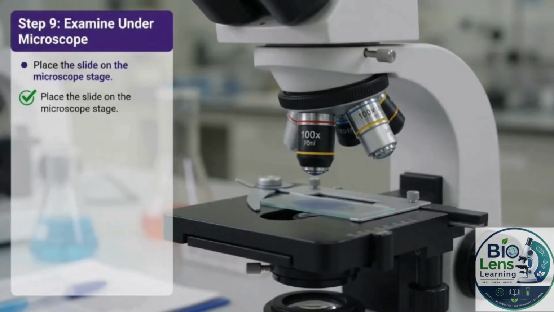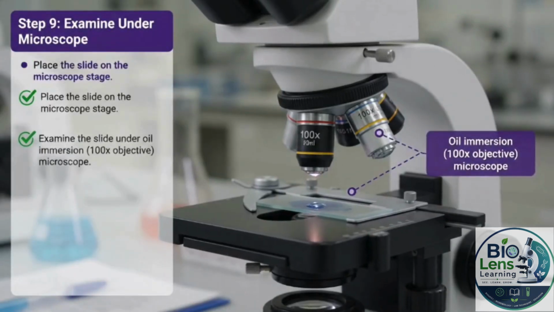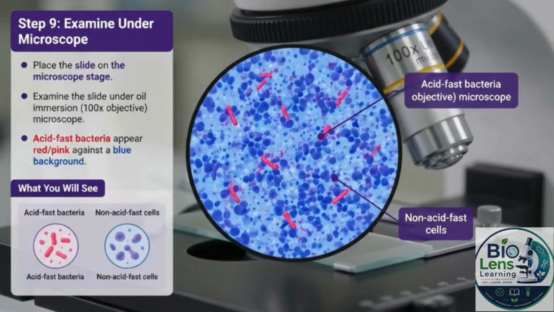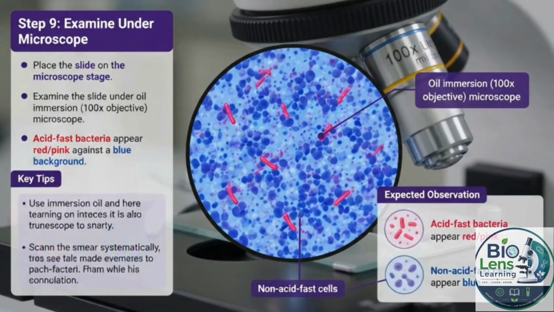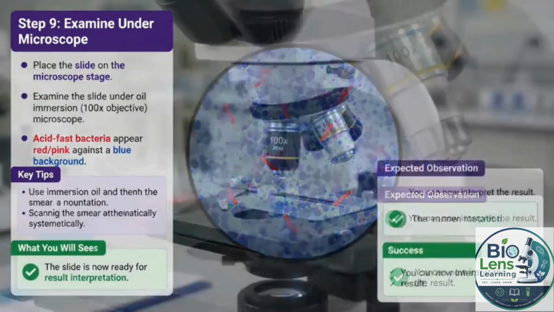Step 9. Examine the slide under the microscope. Use the oil immersion objective against blue cells. Scan the entire smear systematically. Now you can interpret the result.